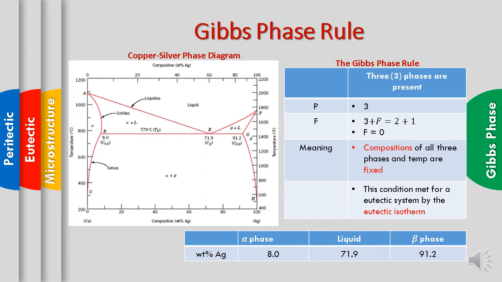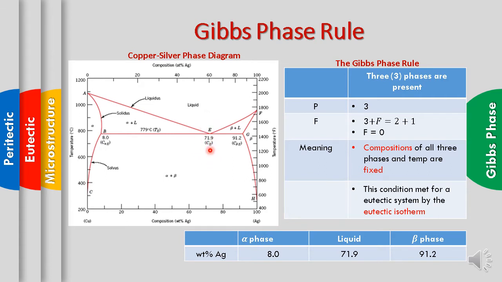But in this case of F equal to 0, I already mentioned that in a binary phase diagram we have several types. So if F is equal to 0, it will meet the eutectic system, whereby the diagram is something like this, where we have the liquid and also we have the solid solution.